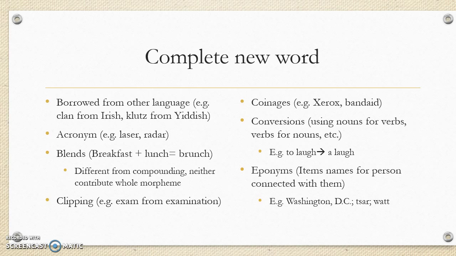Then we also have the process of just creating a completely new word. We can borrow the word from another language. We can start to use an acronym as a word. We can create a blend. We can clip words. We can use coinages, which are the brand names, and use them for the item. We can convert words. And then we can use eponyms, which is the item name for a person connected with them.